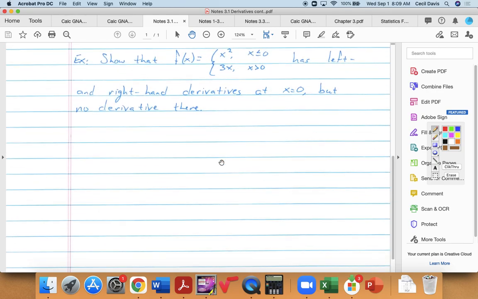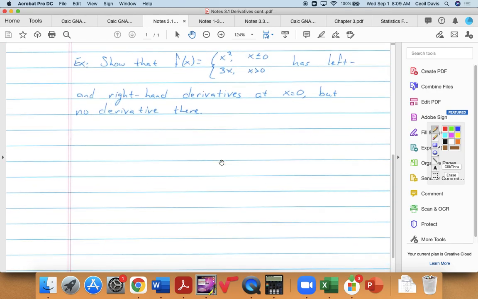So, for example, we want to show that this piecewise function, f of x is equal to x squared for x less than or equal to 0, and 3x for x greater than 0, has left and right-hand derivatives at x equals 0, but has no derivative there. Okay, so let's start with the left-hand derivative.